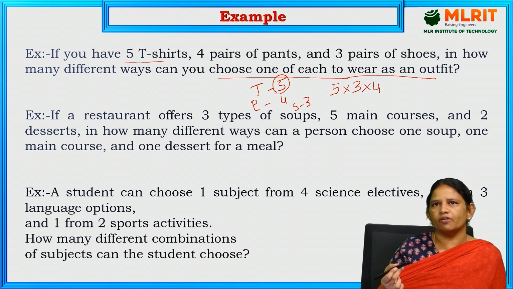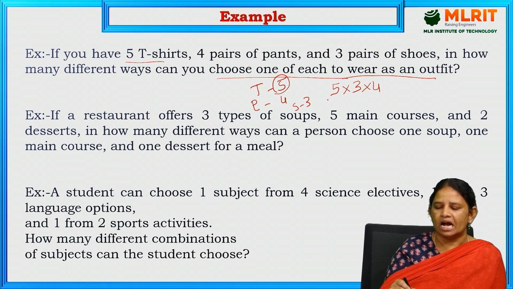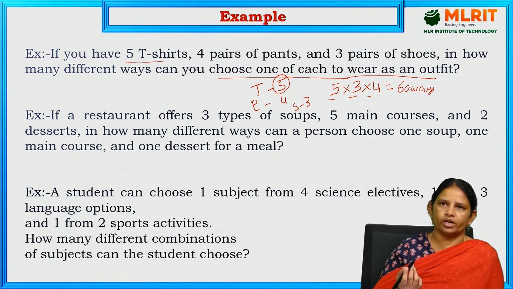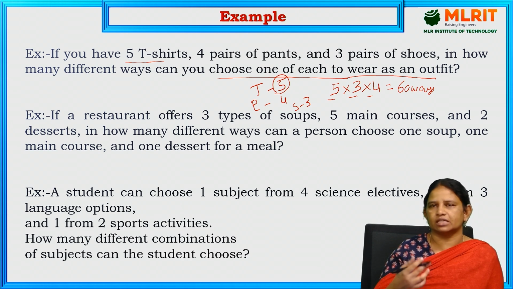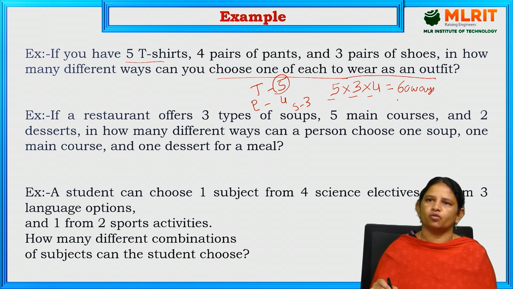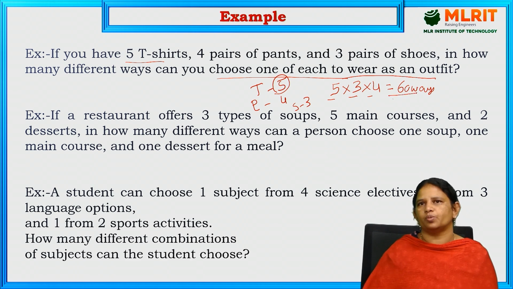Total how many ways can you choose one of each to wear as an outfit? It means 5 into 3 into 4, that is equal to 60 ways you can choose. 60 ways you can choose the different types of outfit. T-shirt in 5 ways, 4 pairs of pants in 4 ways, and 3 pairs of shoes in 3 ways. Total number of ways, that is 5 into 3 into 4, 60 ways are possible to wear the outfit.